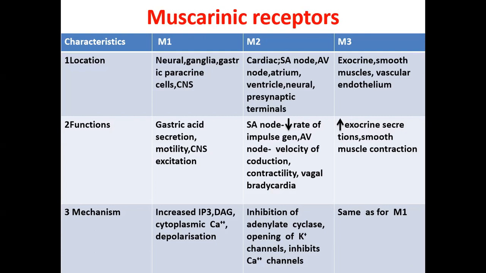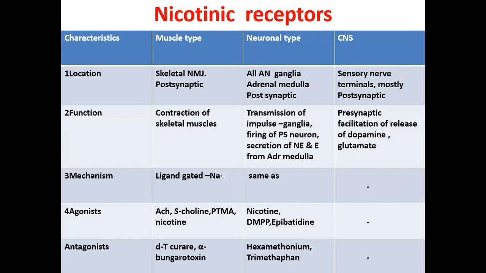So the mechanism of M3 receptors is again they cause increased IP3-DAG pathway. They cause increased cytoplasmic calcium, resulting in depolarization. That is M3 receptors. Then when you look at the nicotinic receptors, as I told you, NM and NN, nicotinic muscular and nicotinic neuronal.